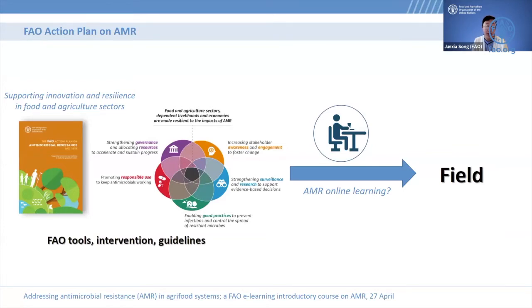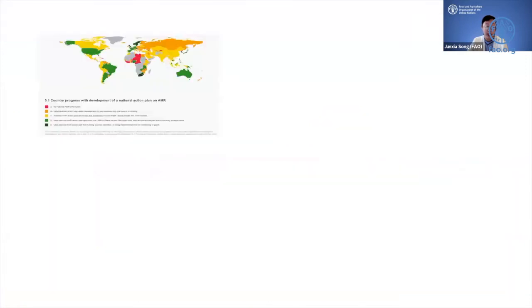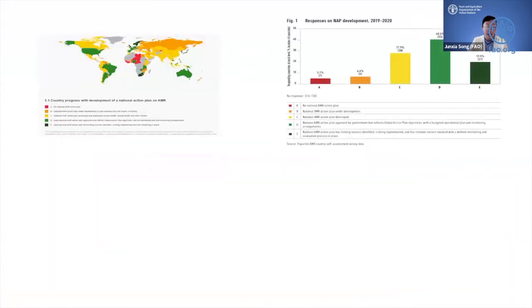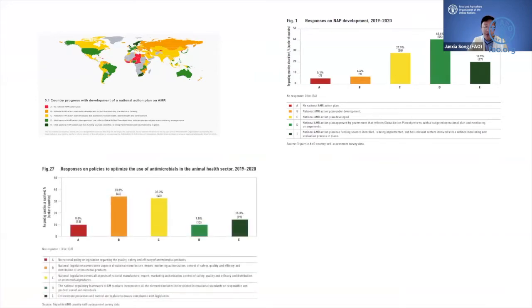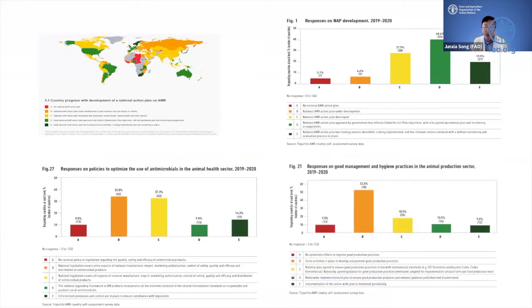The FAO action plan is fully in alignment with the Global Action Plan on AMR, supporting the implementation of national action plans. In terms of national action plans, according to the latest tripartite questionnaire, 136 countries have developed their national action plans by 2021, which is significant progress. But there is a big gap in the implementation of these national action plans, particularly in the food and agriculture sectors.